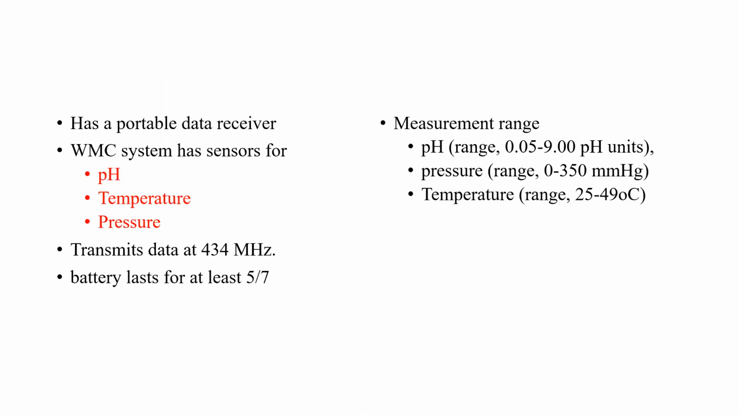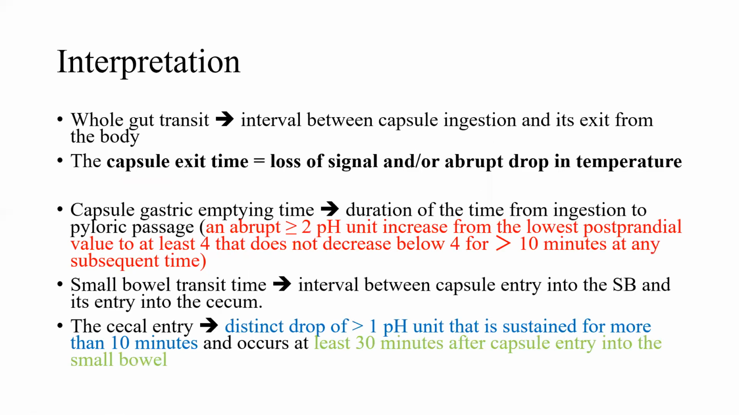So the concept is it has a data receiver which the patient carries, and it has 3 main sensors where it detects pH, temperature, and also pressure. All these data will be transmitted to the receiver. The measurement range, in fact, for pH ranges from 0.05 to 9. The pressure is from 0 to 350 millimeters mercury. Temperature detection range is from 25 to 49 degrees Celsius.